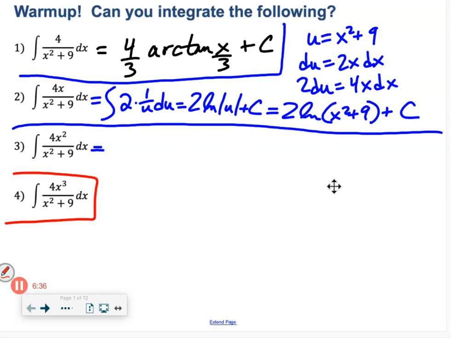So let's just review long division, shall we? This is the same thing as 4x squared divided by x squared plus 9.